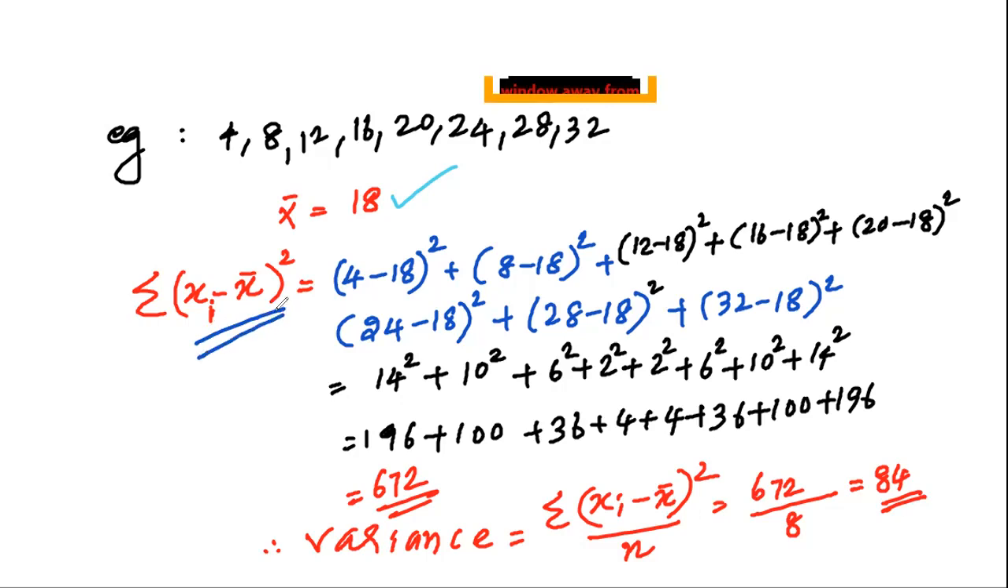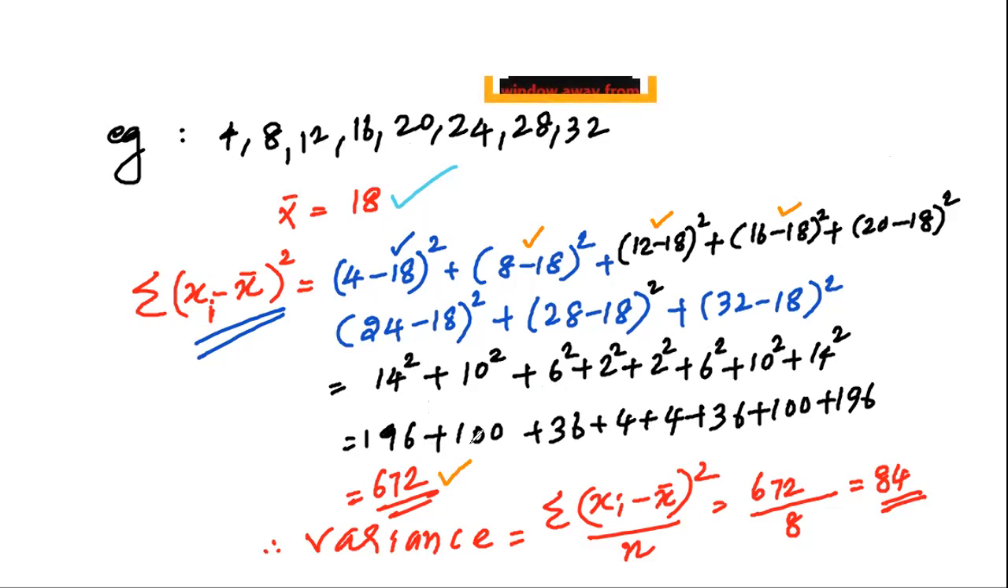Let me find the value of xi minus x bar, then square them, then add them. So what's the first value here? The first observation is 4. 4 minus 18 all squared. 8 minus 18 all squared. Next is 12 minus 18 all squared. Next is 16 minus 18 all squared. So like that, from each observation we have to subtract the mean, square it and add it. We are getting, after calculation, a value equal to 672.